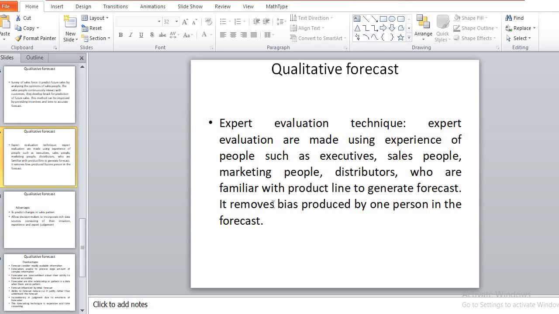So by using this technique, we can remove bias produced by one person in the forecast. We consider different opinions of different people related to the production line, so we can remove bias given by one person about the forecasting of that particular product. There are some advantages and disadvantages in each method.